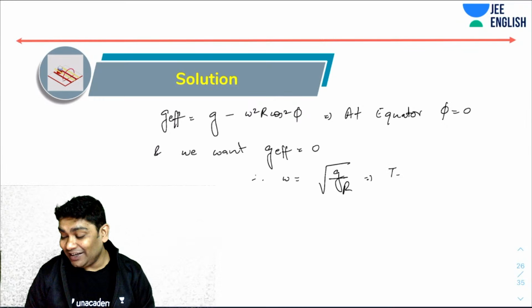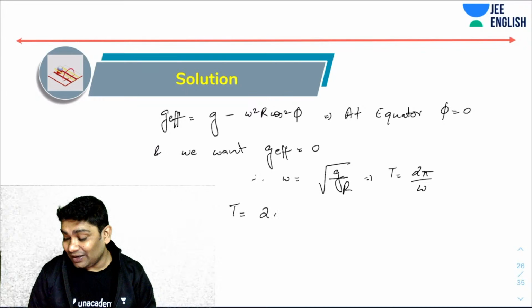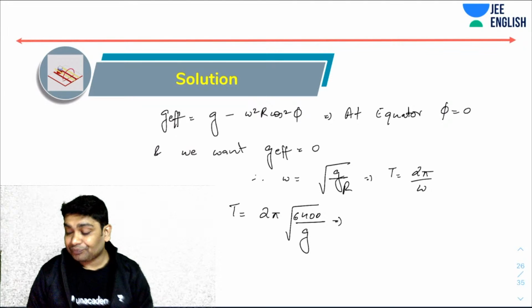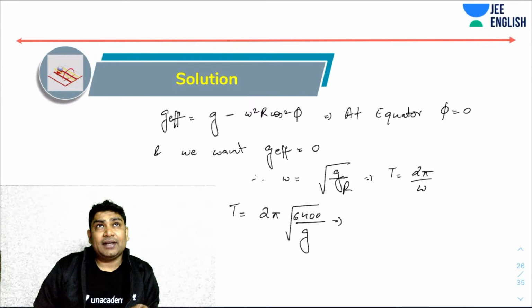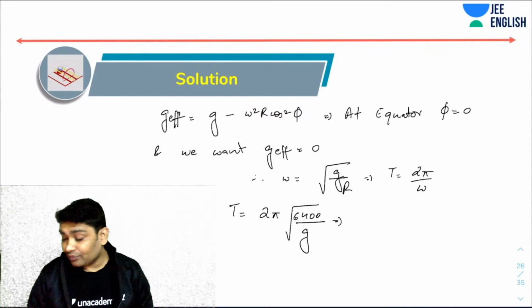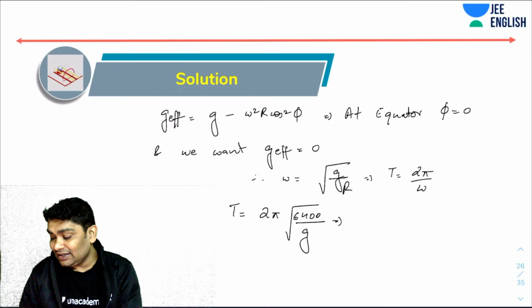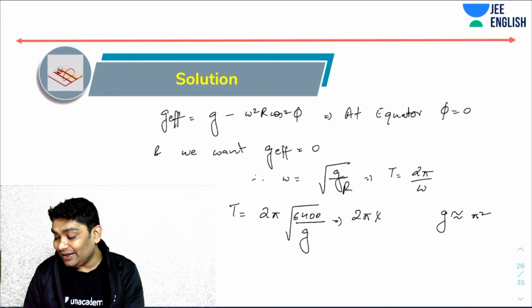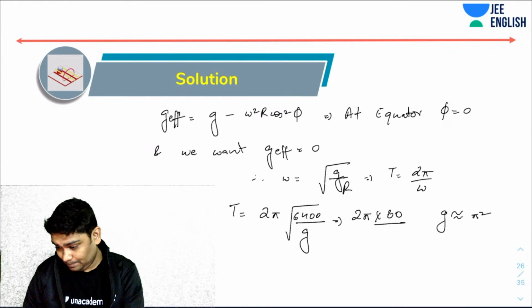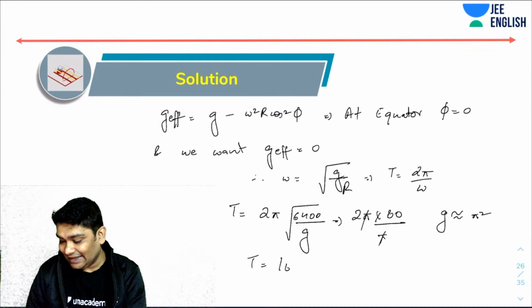So the time period of the day would be 2 pi over omega. Let's see, the time period would be 2 pi root of 6400 over g. 6400, I think 64 is 8 square and 100 is 10 square, so 80. And g I can roughly take as 10, which is roughly around pi square. So what I can do is 2 pi into 80 over pi. So the time period would be 160 seconds.